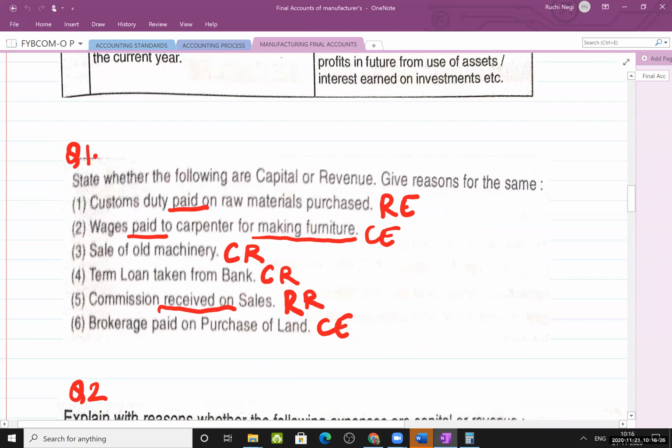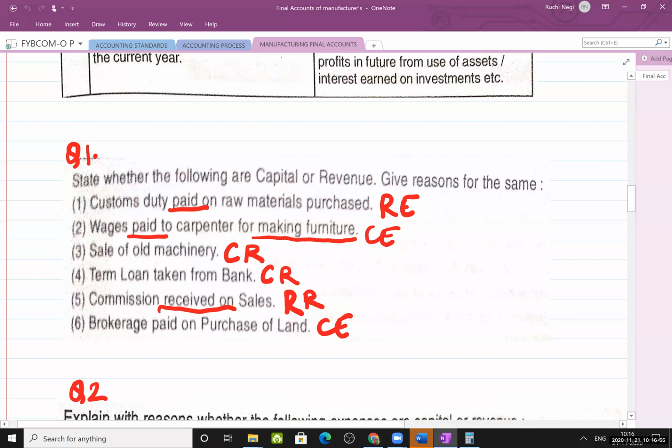Now along with this, today I will also teach you a new concept called deferred revenue expenditure. But first, let us have a quick brush up through this question. Question number one, it's on your screen. State whether the following are capital or revenue, and give reasons. First, custom duty paid on raw material purchased. It's a revenue expenditure. Why? Because raw material purchase is a recurring business activity.